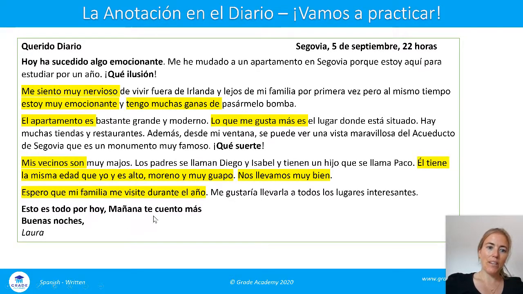Esto es todo por hoy. Mañana te cuento más. This is all for today. Tomorrow I will tell you more. Buenas noches, Laura. Pause the video and take some notes from this. Write this into your notes and have it as a sample. The key is in learning some phrases and having some vocabulary on hand that you're ready to use but can adapt.